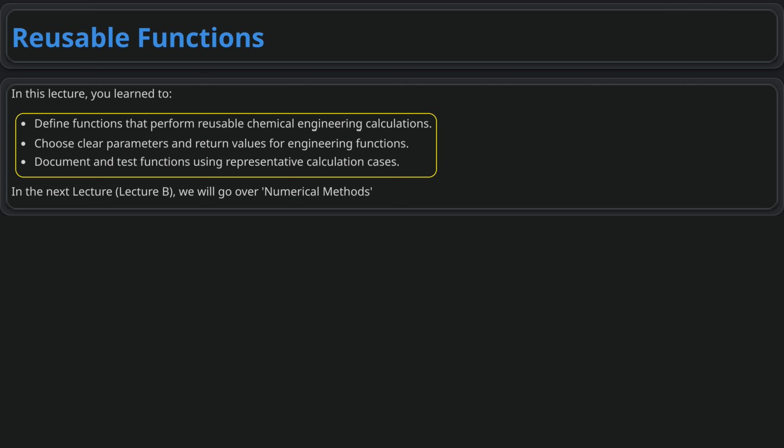In this lecture, you learned to define functions that perform reusable chemical engineering calculations, choose clear parameters and return values for engineering functions, and document and test functions using representative calculation cases. In the next lecture, Lecture B, we will go over numerical methods.